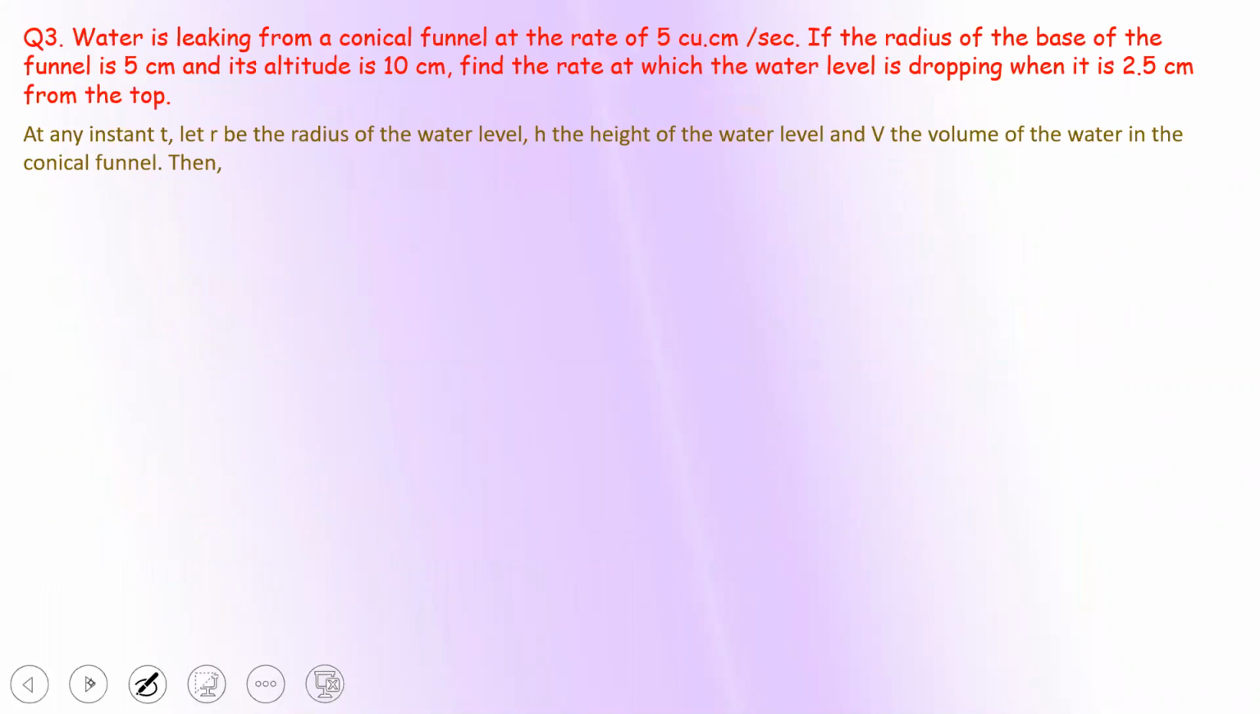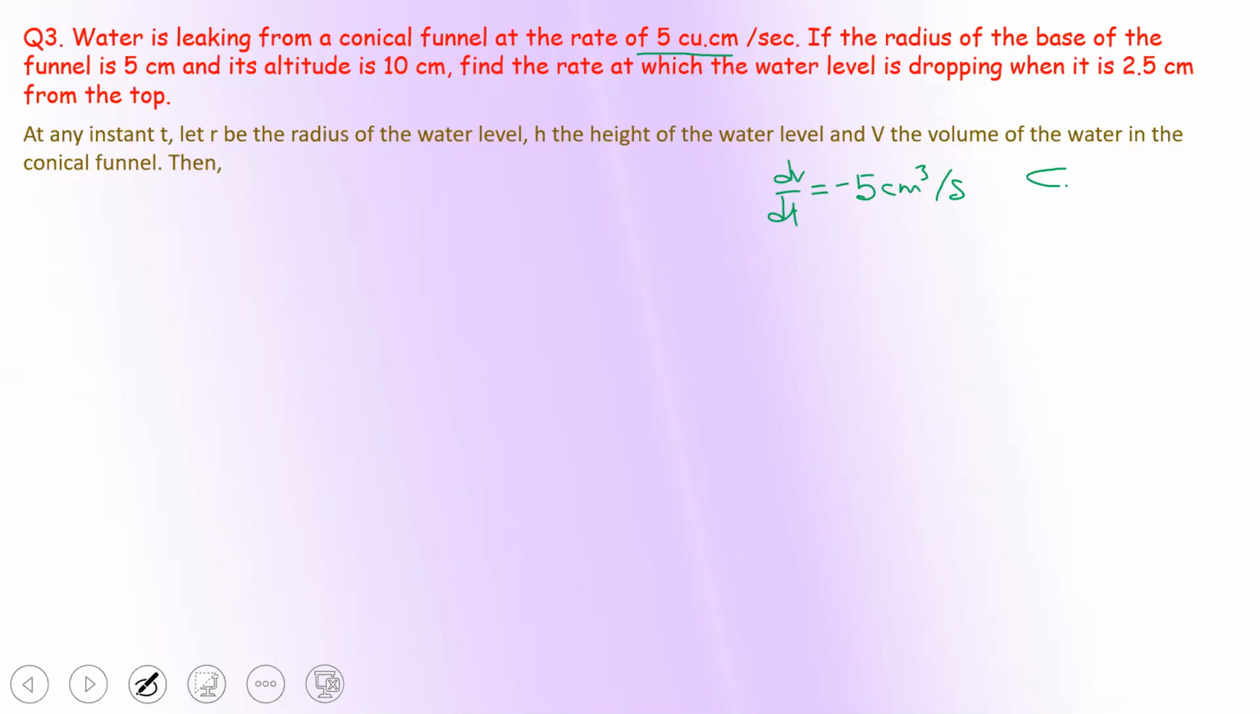Moving to the next problem. The water is leaking from a conical funnel at the rate of 5 centimeter cube per second. That means dV/dt is equal to 5 centimeter cube per second. Since it is decreasing, here I am taking minus 5 centimeter cube per second.